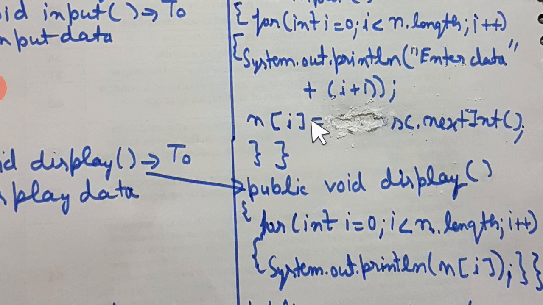So the value is going to be entered. The next value will be entered at the index 1. And then after that, again i will be increased by 1 through i plus plus, so it will be 2. Then the value will be entered at the index 2.